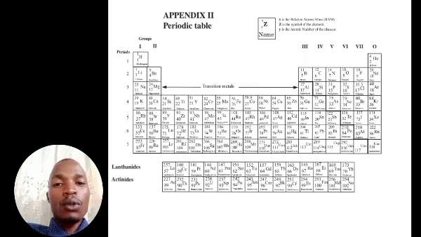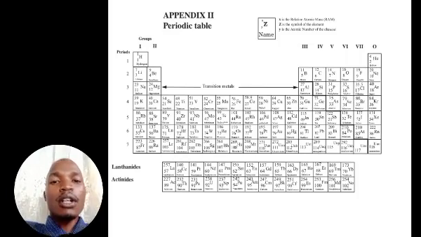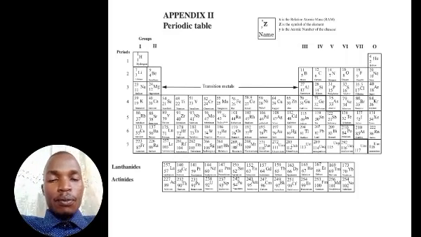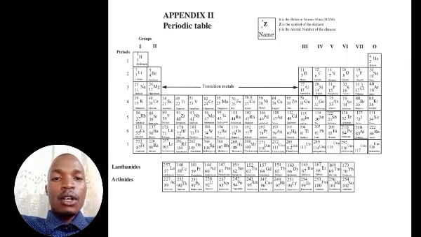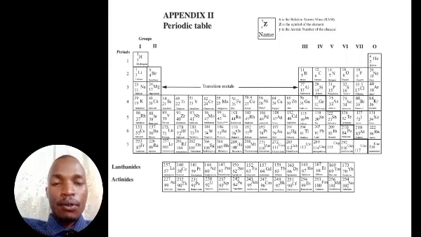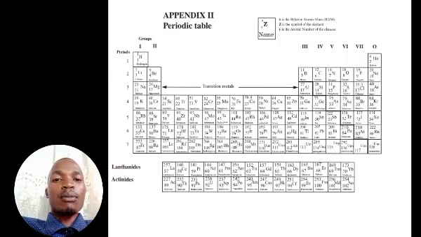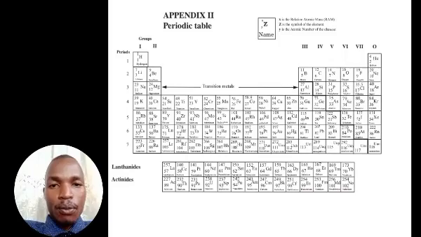We will continue to study trends in the periodic table during our next lesson. We shall come and discuss the periodic trends of elements in this kind of periodic table.